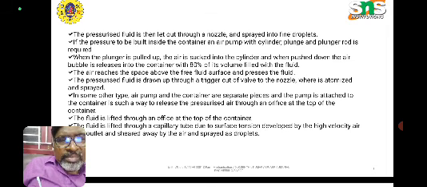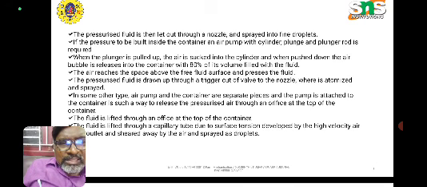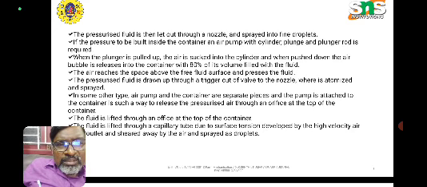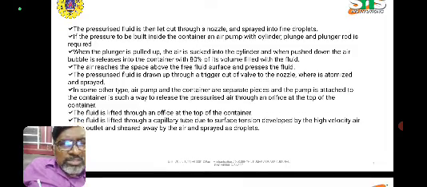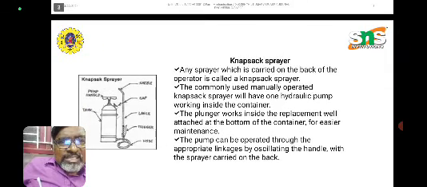If pressure is to be built inside the container, an air pump with a cylinder, plunger and plunger rod is required. When the plunger is pulled up, air is sucked into the cylinder, and when pushed down, the air is released into the container, which is filled with fluid up to 80% of its volume. The air reaches the space above the free fluid surface and pressurizes the fluid. The pressurized fluid is drawn up through the trigger cutoff valve of the nozzle, where it is atomized and sprayed.